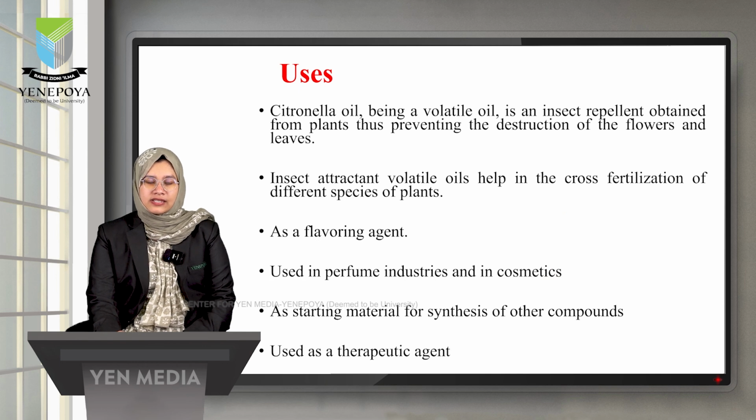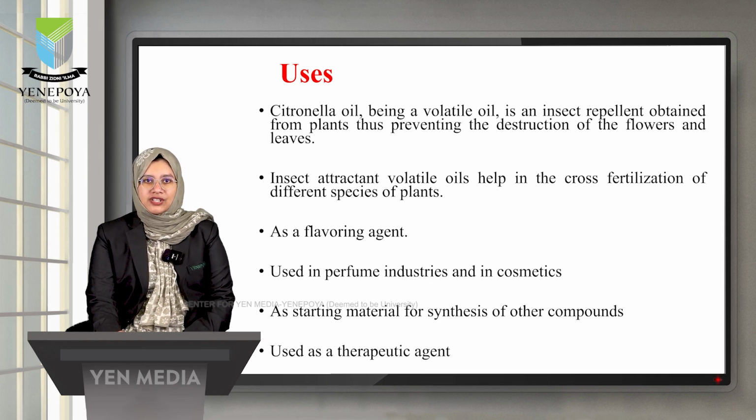Next are the uses. Citronella oil, a volatile oil obtained from plants, is used as an insect repellent, and also for the destruction of flowers and leaves. As an insect attractant, volatile oil helps in cross fertilization of different plant species. It can be used as a flavoring agent, in the perfume industry and in cosmetics, and as a starting material for the synthesis of other compounds.